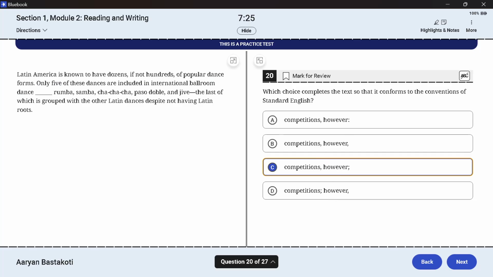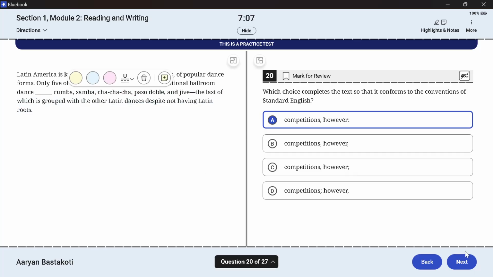Rumba, Samba, Cha-Cha, Paso, and Jive, the last of which is grouped with other Latin dances despite not having Latin roots. The last of which is grouped with other Latin dances. Okay, this looks like the right answer since we do not have a complete sentence in this part.